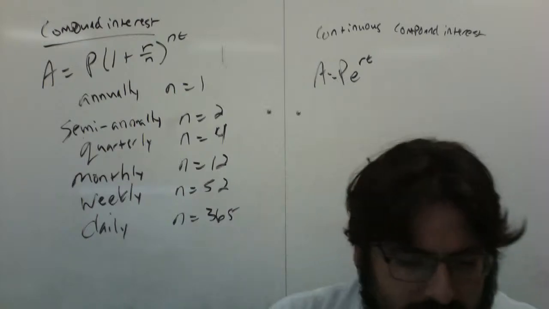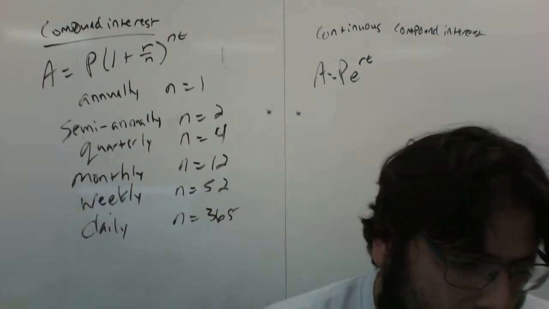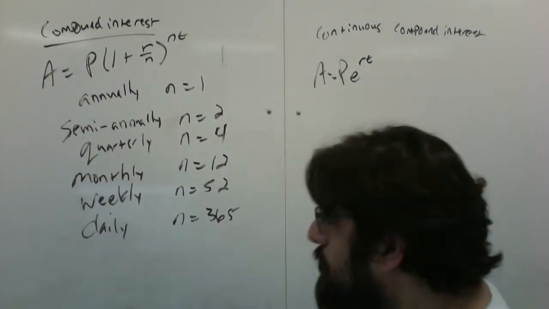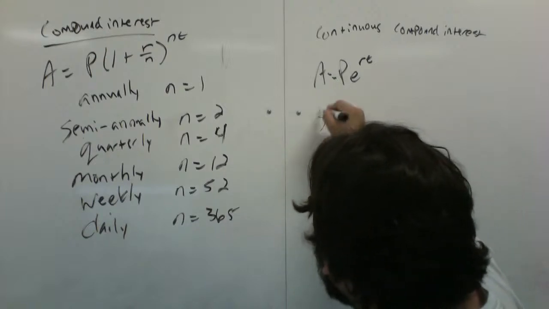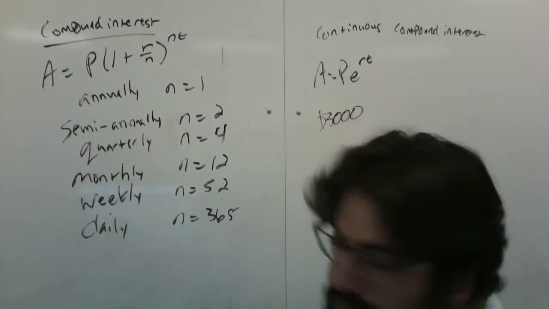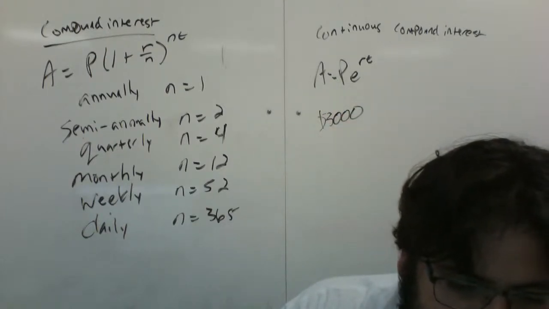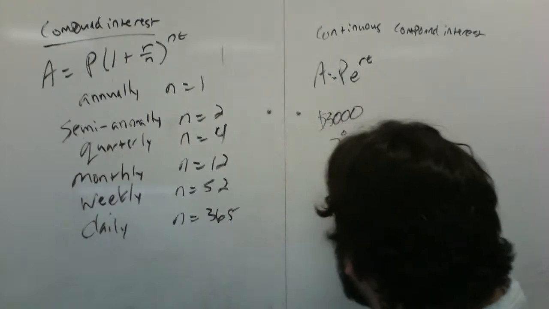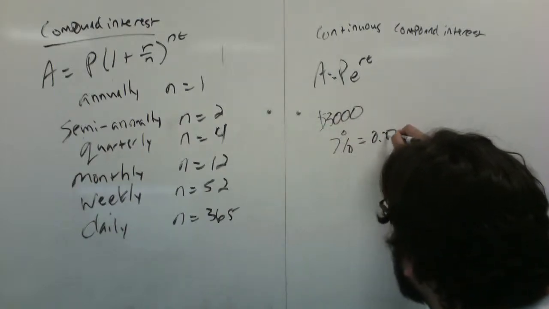Okay, so let's look at an example here. Suppose you win a contest at graduation that deposits $3,000 into an account that accrues 7% interest. We want to write that as a decimal, 0.07.